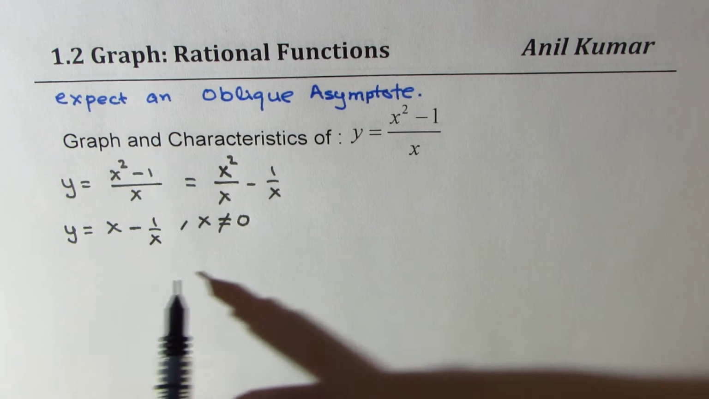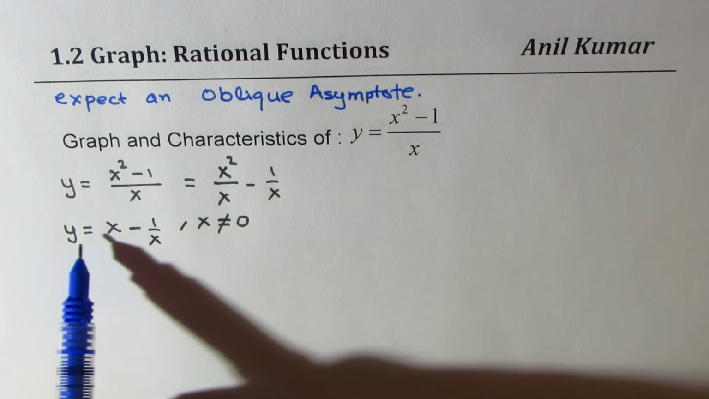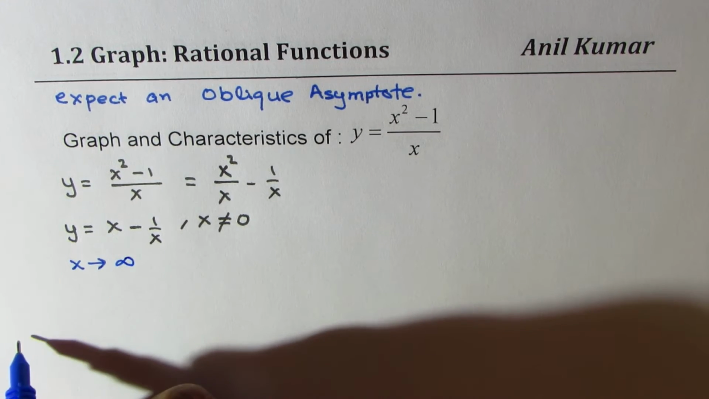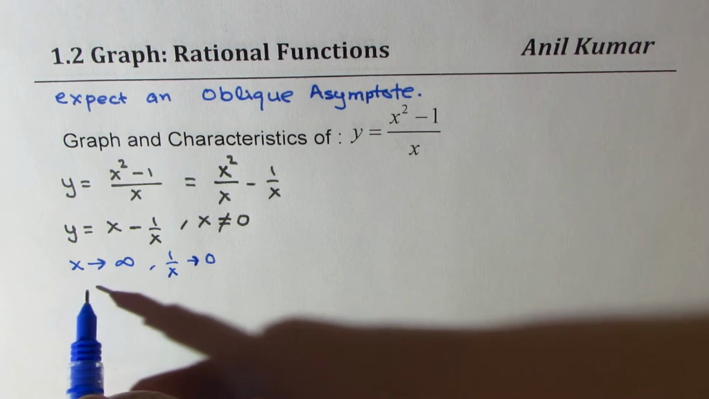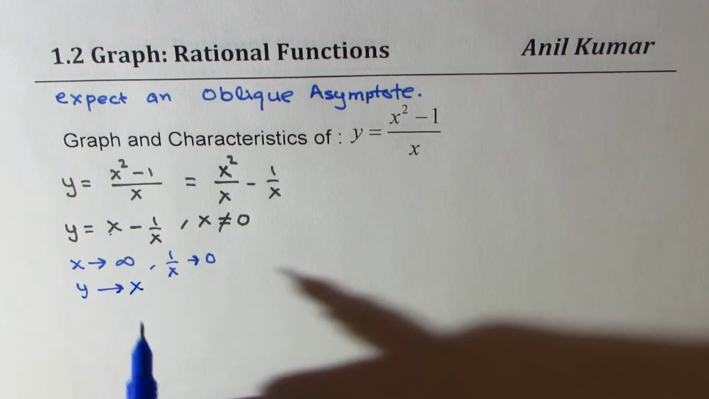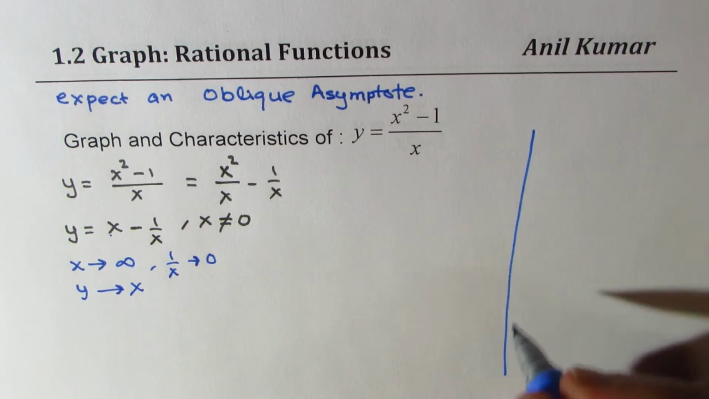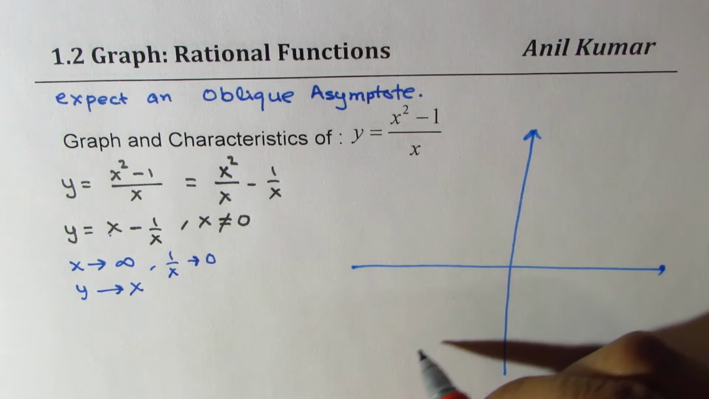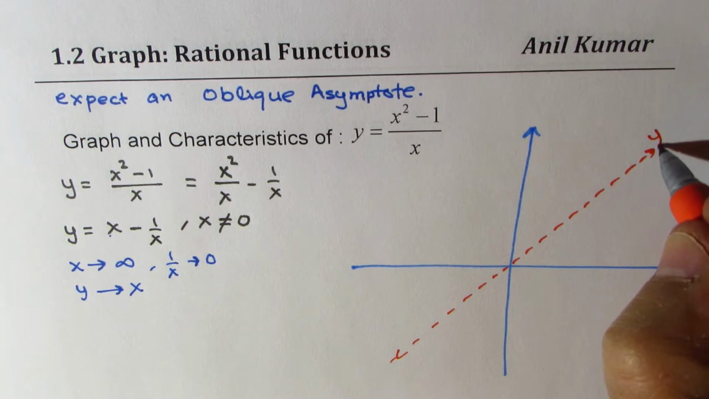Now, with this, what do you get? The function is x minus 1 over x. Then, if x is approaching a large value, let's say infinity, then 1 over x is approaching 0. So y is approaching x. Do you understand? What I'm trying to say here is that in this particular case, if I sketch my graph, then I do have a line which we'll call the oblique asymptote, which is x. This is the line y equals x.